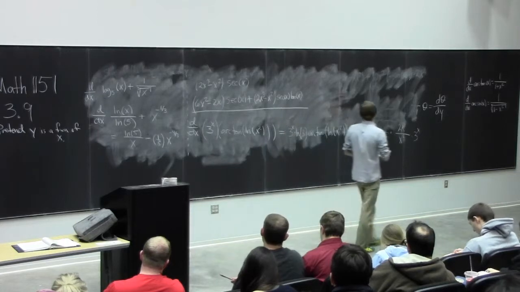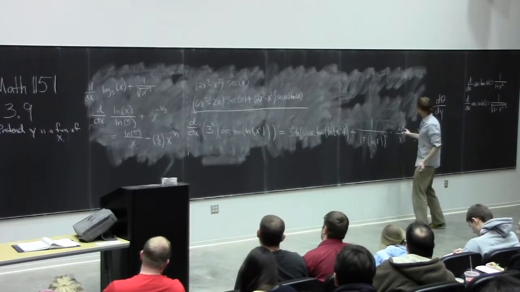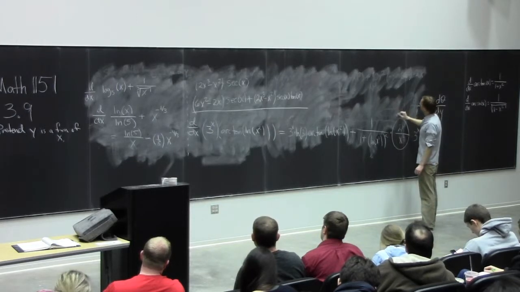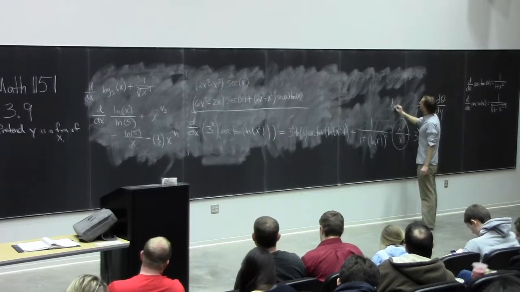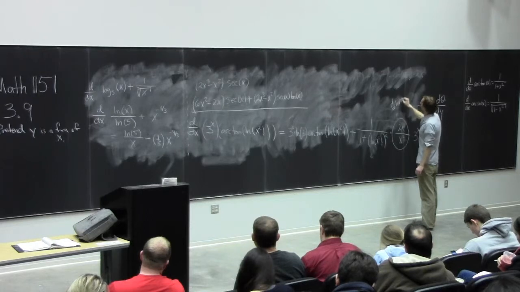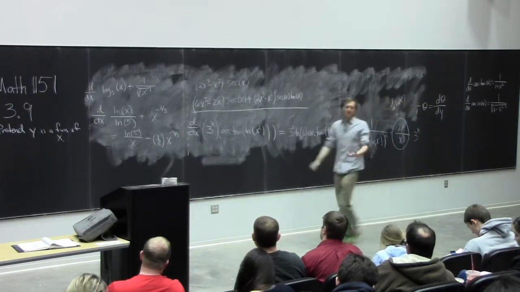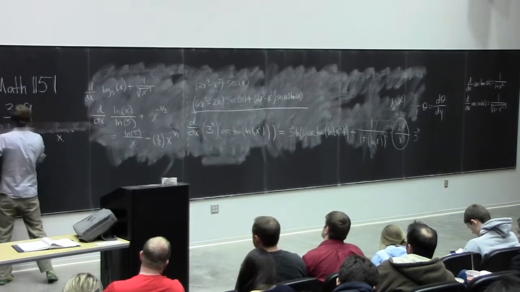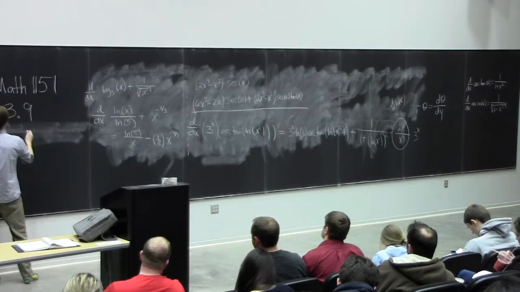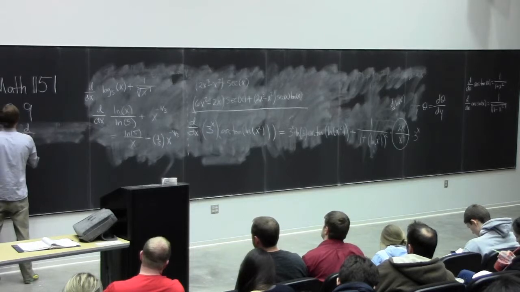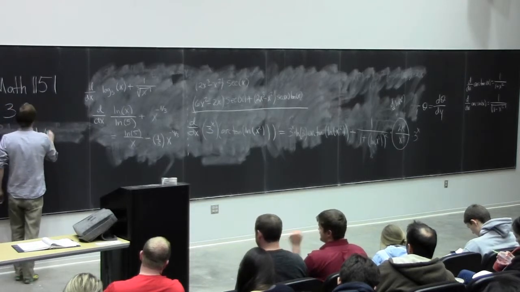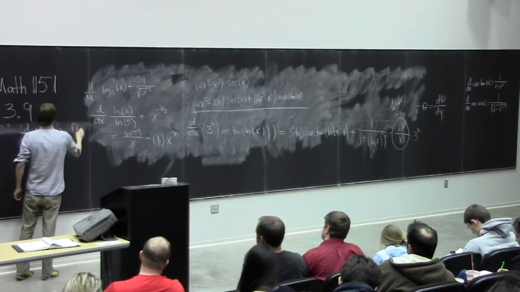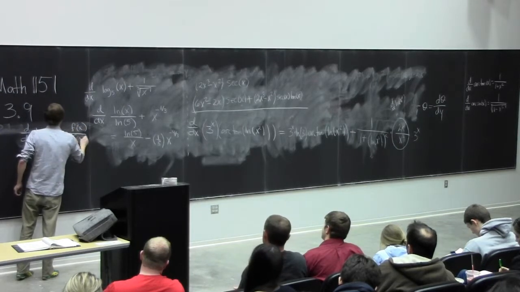Can I go over where I got 2x over x squared? This is the derivative of natural log of x squared. Because remember, the derivative of natural log of f of x is equal to f prime of x over f of x.